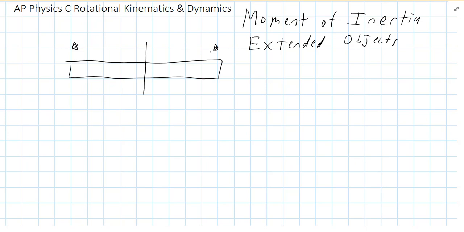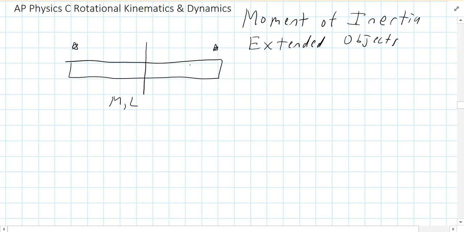Well, it's not a point mass anymore, okay? And you can't just use mr squared to figure this out. There's a couple ways to do this. The first way, and they may ask you to do this, is you have to use calculus. So here's what we're going to do. Let's assume that the meter stick has a mass m and a length L.